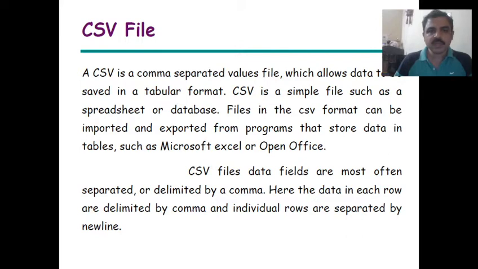A comma separated values file allows data to be saved in a tabular format. CSV is a simple file such as a spreadsheet or database. Files in CSV format can be imported and exported from programs that store data in tables, such as Microsoft Excel or OpenOffice. CSV file data fields are most often separated or delimited by comma. Here, the data in each row are delimited by comma and individual rows are separated by a new line. So this is the way of storing the data in a CSV file.